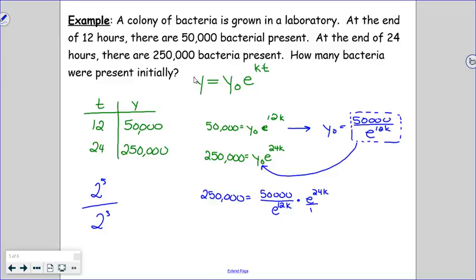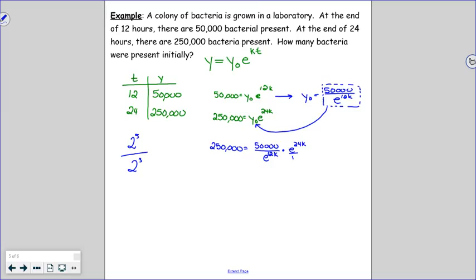So it looks weird because it's one of the numbers we already have up there, but all I'm doing is taking this exponent minus this exponent. And we get an e to the 12k, which puts us down to an exponential equation that we can just solve. We need to get our exponential term by itself. So I would divide by 50,000. 250,000 divided by 50,000. Somebody just said 5. Yeah.